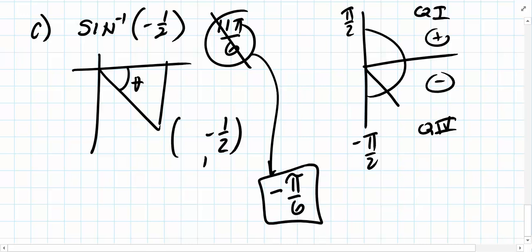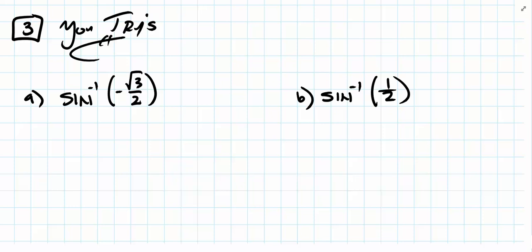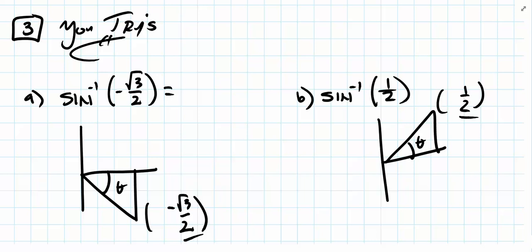Okay, you try these, okay? Let's do A and B right here. All right, let's get going here. Anybody got an answer for part A? Anybody got an answer for part A? Pi over 3, I agree. Wait. It's negative pi over 3.